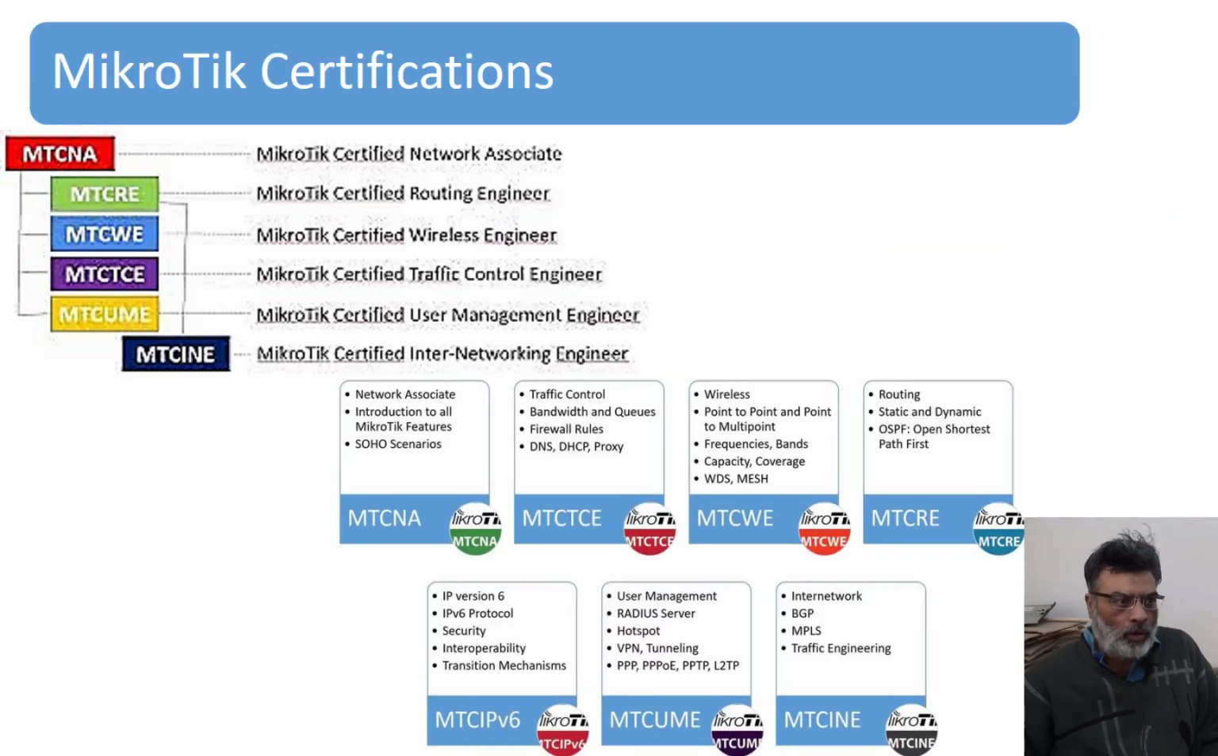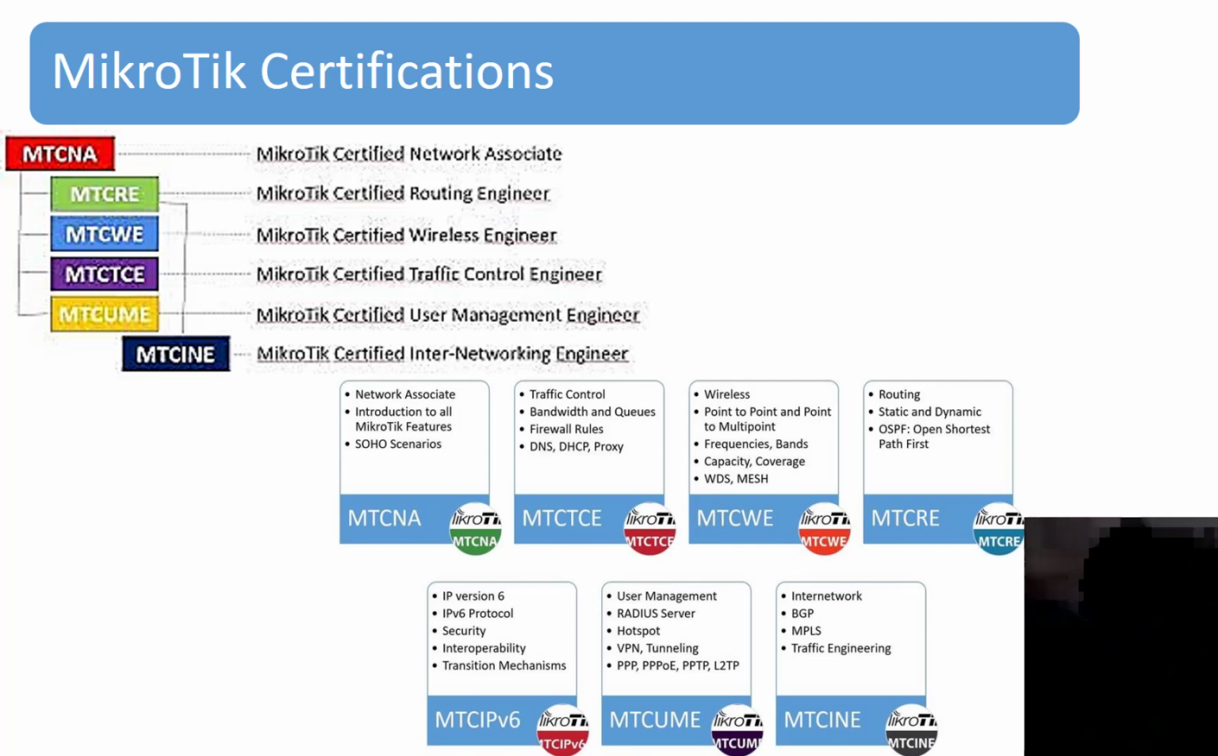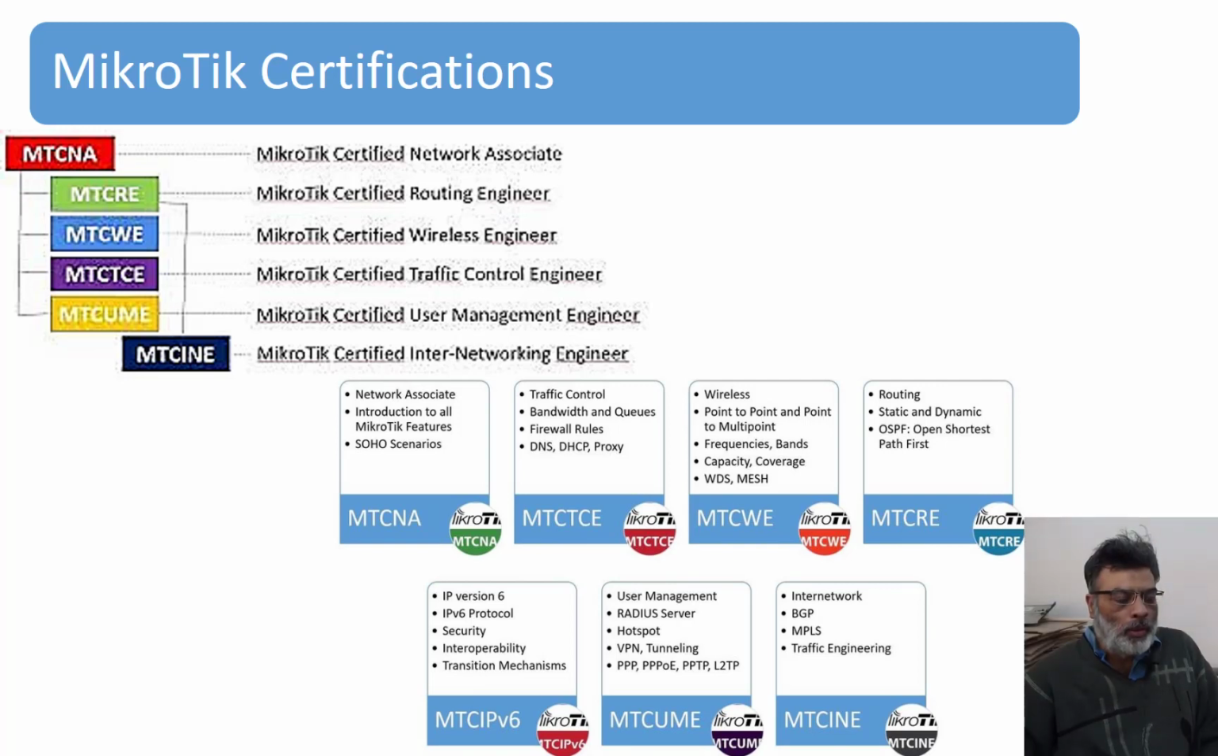So let's begin. In this video I will discuss the Mikrotik certification. Mikrotik has different levels of certification. The basic certification, which is the fundamental for a Mikrotik engineer, is called MTCNA. Basically, MT stands for Mikrotik, CNA stands for Certified Network Associate. So this is the first certification. We can say that it is equivalent to the Cisco certification CCNA.